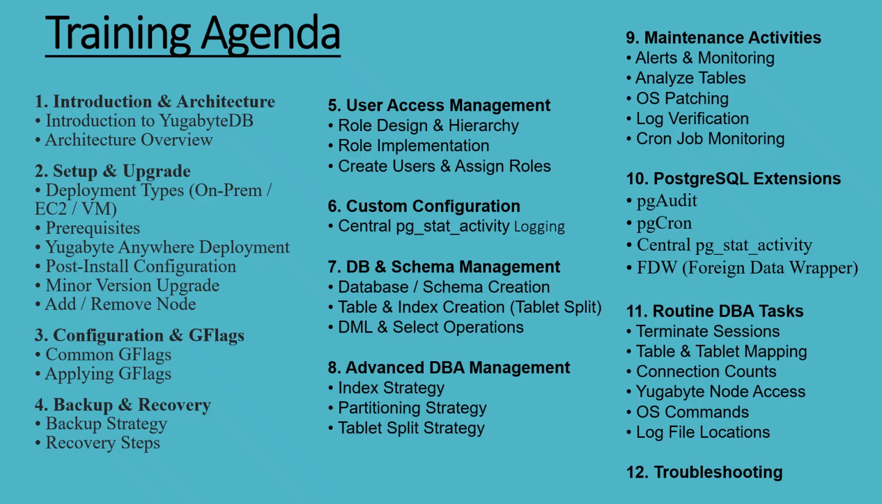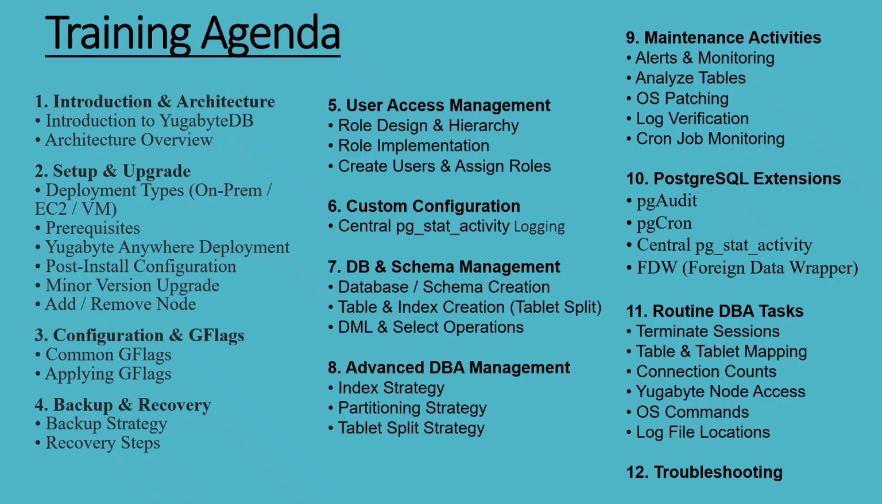We're going to see different types of installations. At least we'll start with a couple of them, which is on VMs or EC2 instances, and then one SaaS-based model. Then we'll move on to post installation configuration. We'll have to make some configuration changes once we do the installation, and later we'll also understand how we add more nodes or remove nodes, and how we do minor version upgrades.